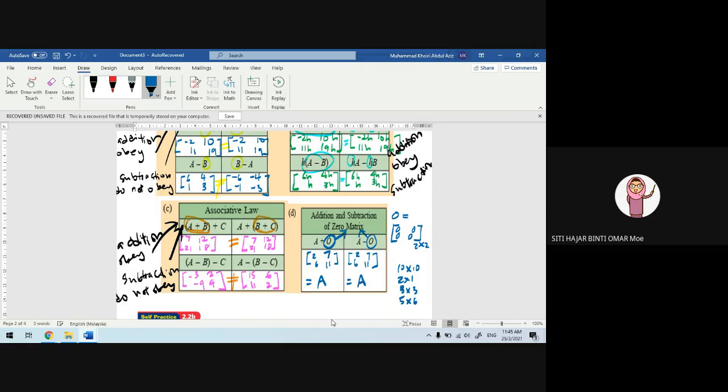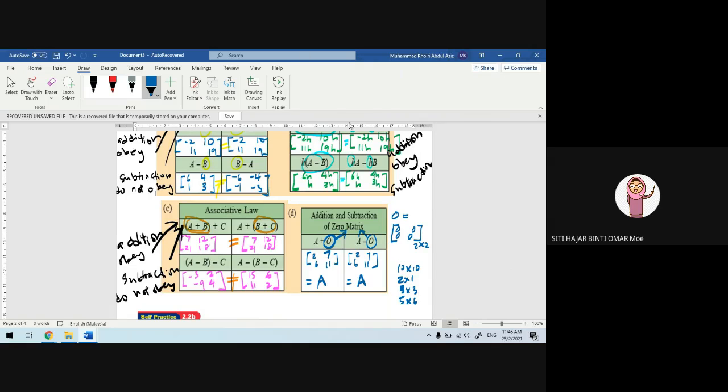Maksudnya kita akan dapat A balik. Okay. So means that any matrix plus or subtract with zero matrix will get the matrix back. Okay. So this is the law that you need to know, and also the zero matrix. Okay, finish. So make sure you check and you remember and you recognize this law.